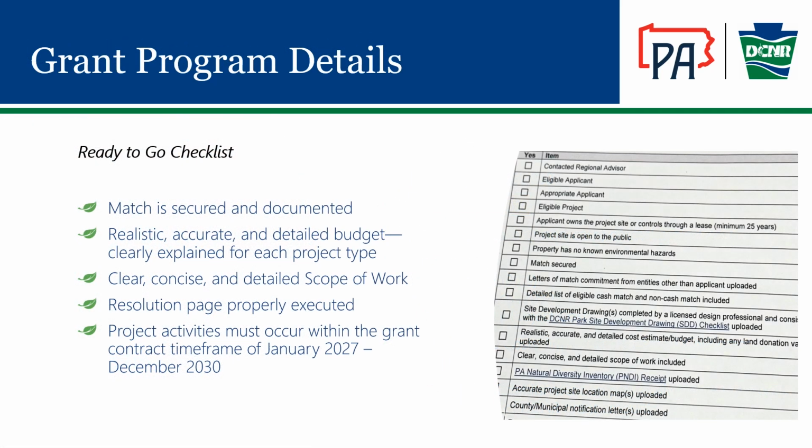If you're interested in this grant opportunity, the first thing you'll want to do is contact your DCNR regional advisor to discuss your project. You'll also want to familiarize yourself with the ready-to-go requirements early on in the process. These are available in the grant portal, and we're highlighting a few here. Match needs to be secured and documented at the time of application. A realistic, accurate, and detailed budget needs to be provided for each project type. Clear, concise, and detailed scope of work should be included, and the resolution page should be properly executed.